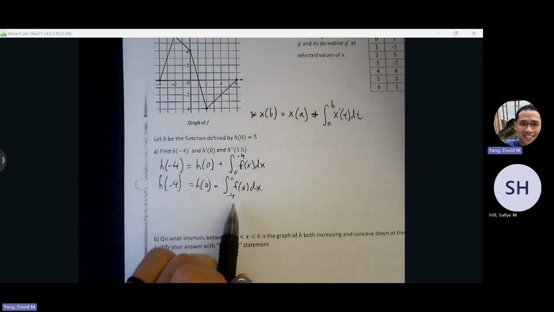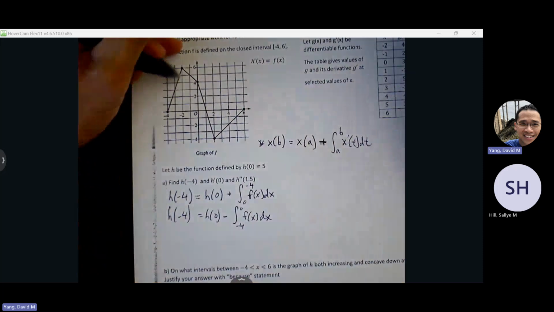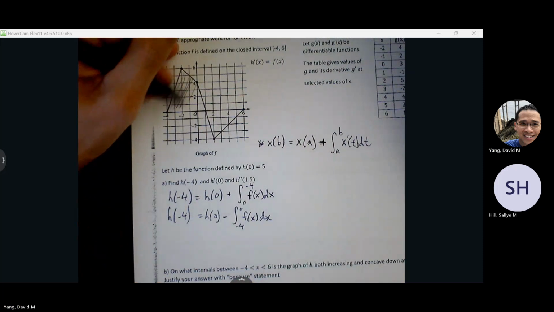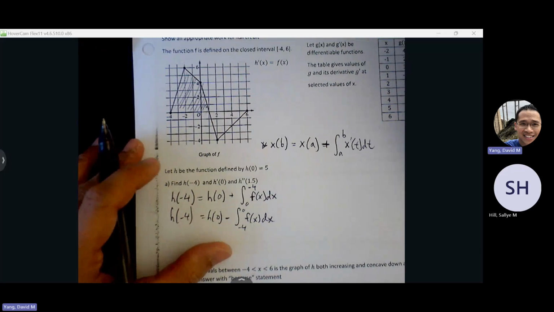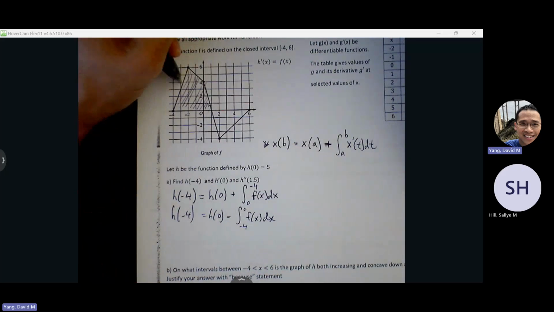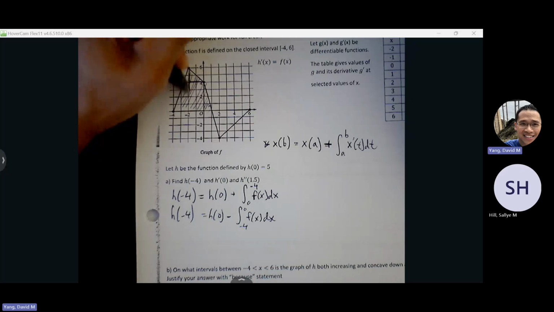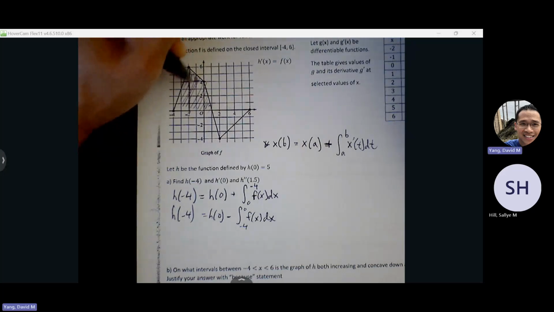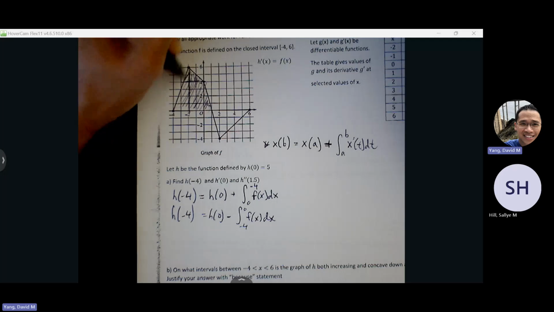So now the integral from -4 to 0, we're talking about this region here. And these are all geometric shapes. I see a triangle, I see another triangle here, I see a rectangle, and I see a smaller triangle here.